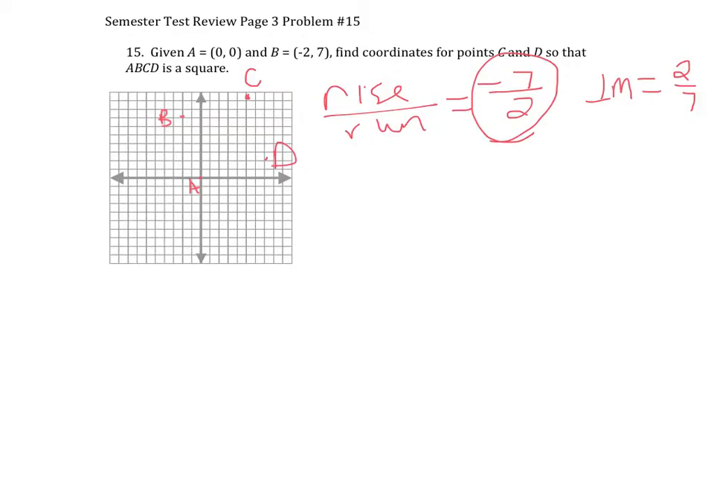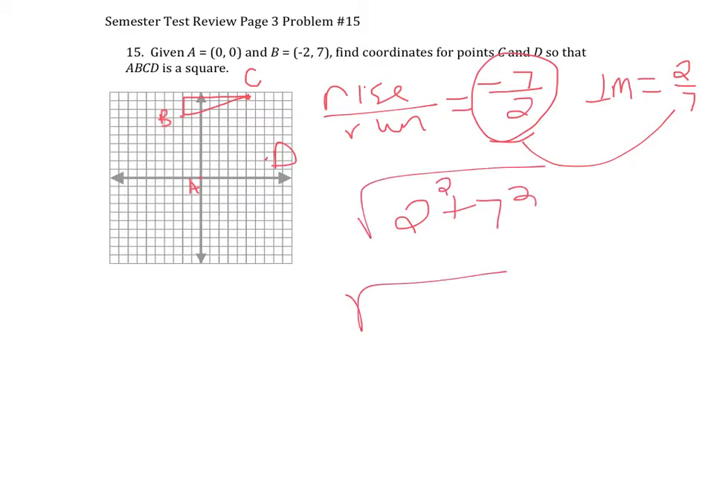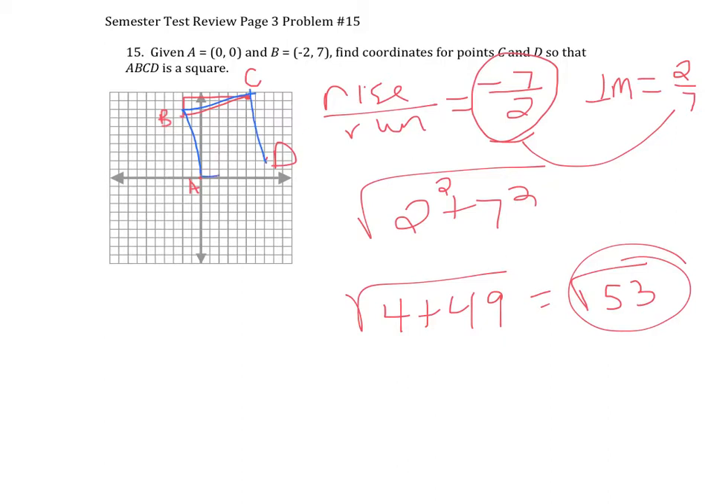And now I know I'm guaranteed to have right angles at each of those vertices because my slopes are opposite reciprocals. And I know that it's a square because each of these sides can be made with a triangle that is one leg of 2 and one leg of 7. So using the distance formula, they're all going to have a length of the square root of 4 plus 49, or the square root of 53. So we have successfully drawn the square between AB, BC, CD, and AD.